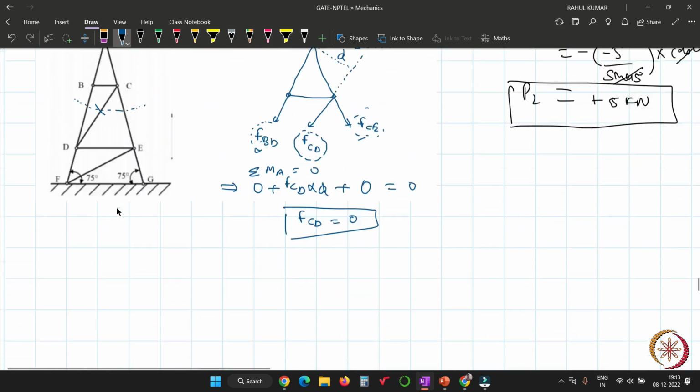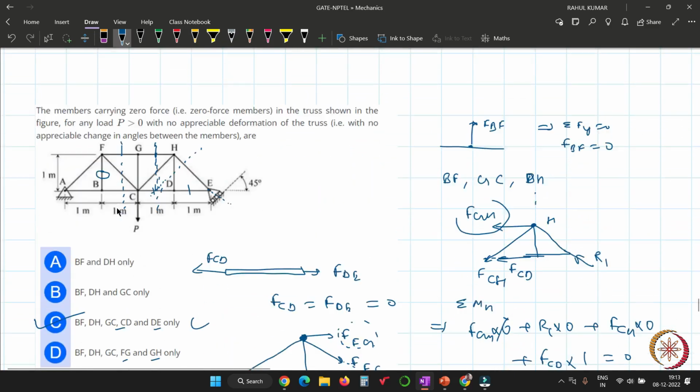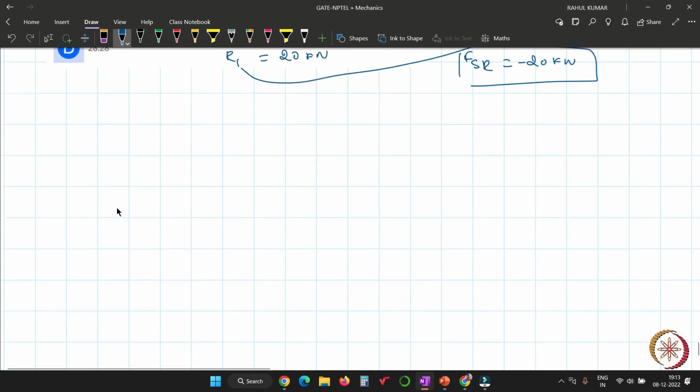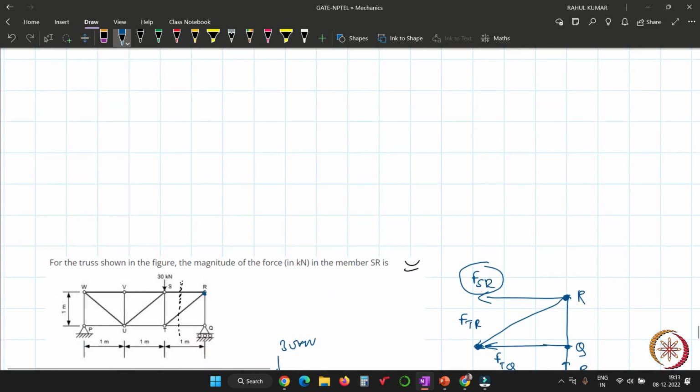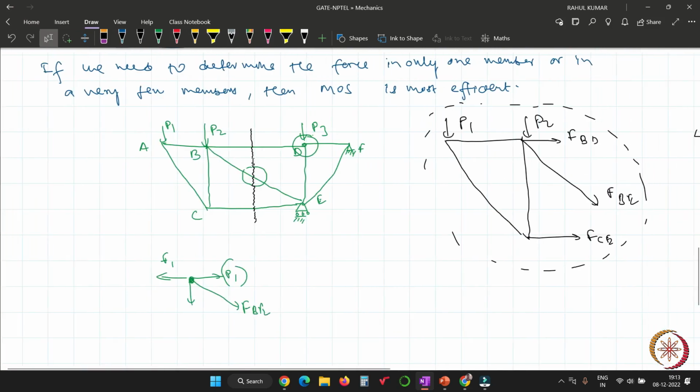Okay, we have solved sufficient problems. So now we will wrap this session. In the next session we will discuss friction. Is there any doubt? No. Yeah, we will discuss friction, sir.